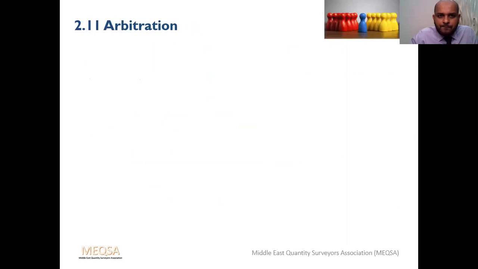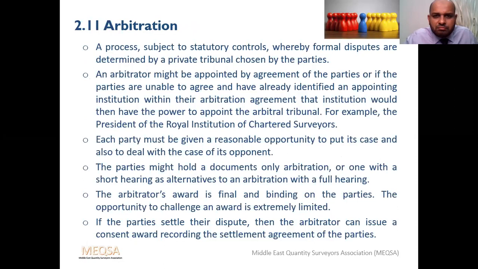Arbitration. Arbitration is the process. Most of the construction law books say arbitration is equal to litigation. Such a power is there for arbitration as well. The arbitration process itself is subject to the country's law, that means statutory controls, where formal disputes are determined by a private tribunal chosen by the parties. So we are choosing the tribunal. We are choosing our own judge.